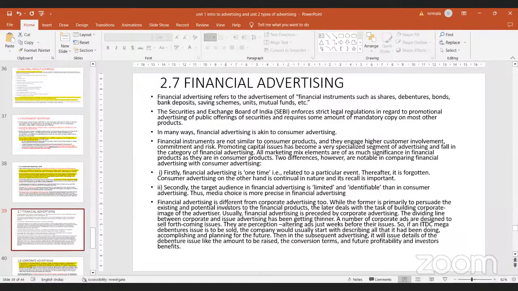Financial advertising is generally sometimes done one time, and after launching that particular scheme or anything, they may not go for advertising. And to reach their target audience, financial advertising is done for limited and identifiable consumers. They want that.